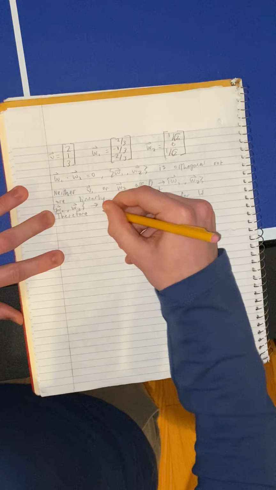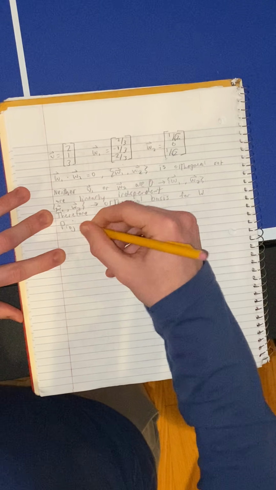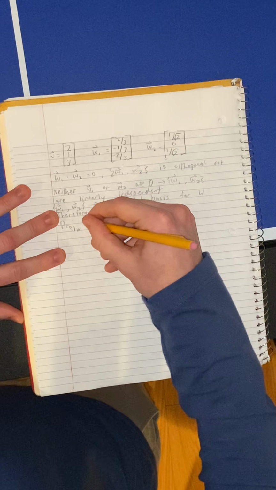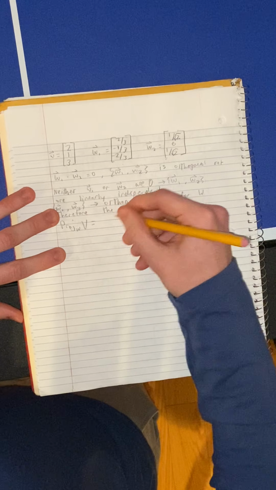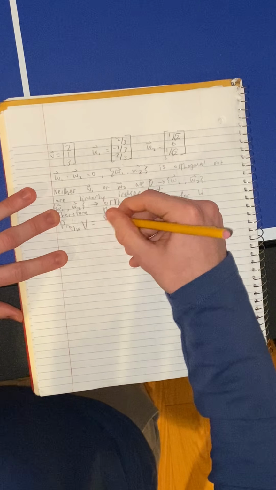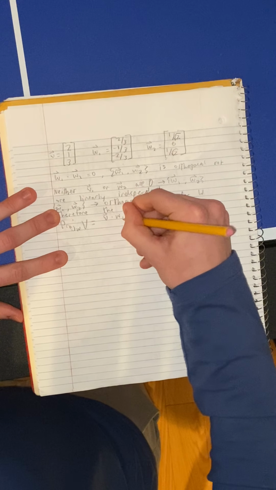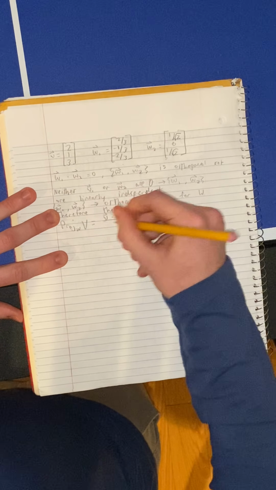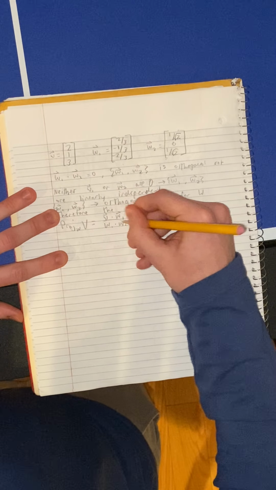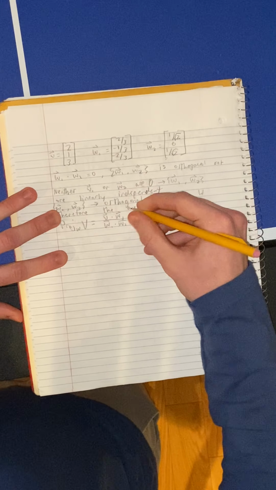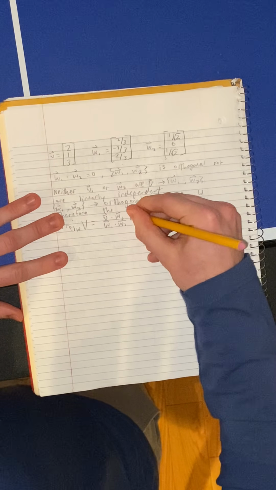And because we know it's an orthogonal basis, therefore, the answer is just equal to the projection of W onto V, where V is dotted with W1 over W1 dotted with W1. And this is a known equation.